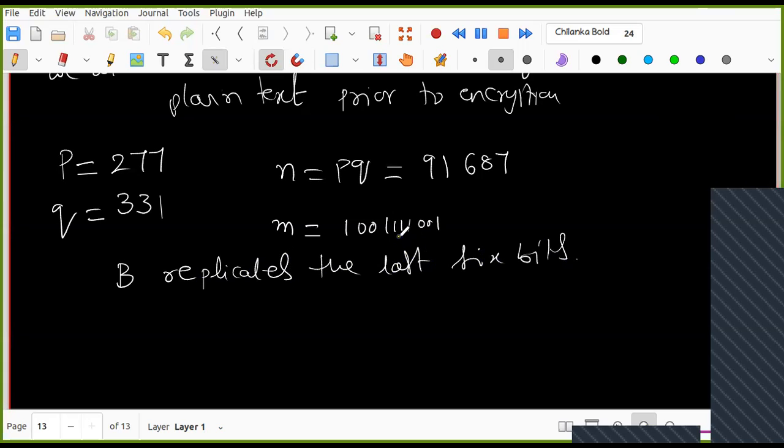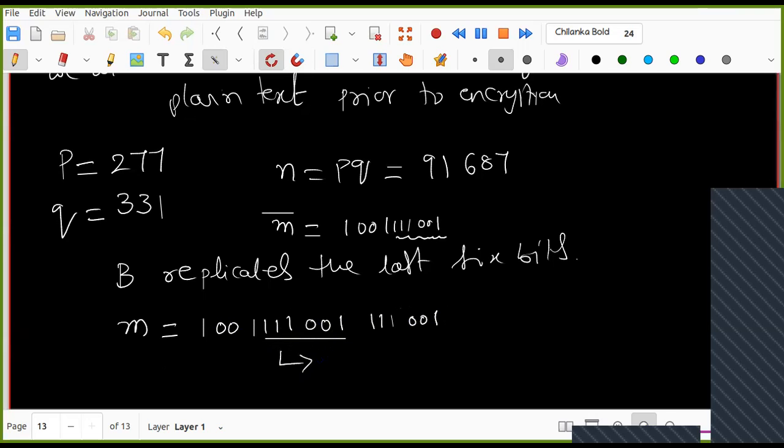The last 6 bits replicate to get M-bar. I'm calling this M-bar so that M now becomes different. Now what is my M? I will repeat the last 6 bits of the original message, so this part. 111001. This is my M.